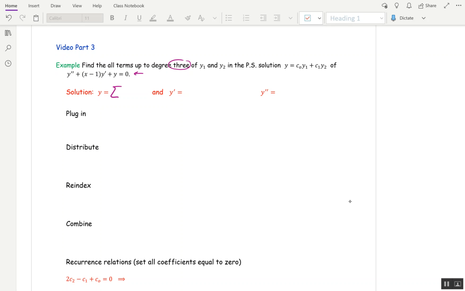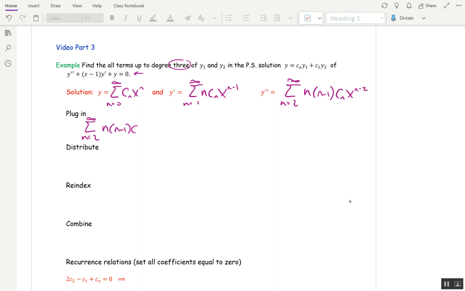So we start like we always do, the sum n equals 0 to infinity c_n x^n. Y prime is going to be the sum n equals 1 to infinity of n c_n x^(n-1). And then finally, y double prime is the sum n equals 2 to infinity of n times (n minus 1) c_n x^(n-2).